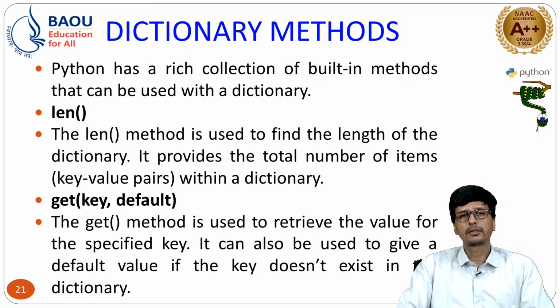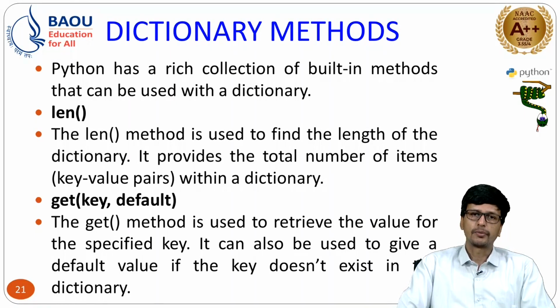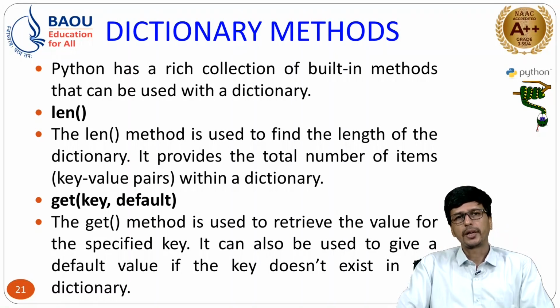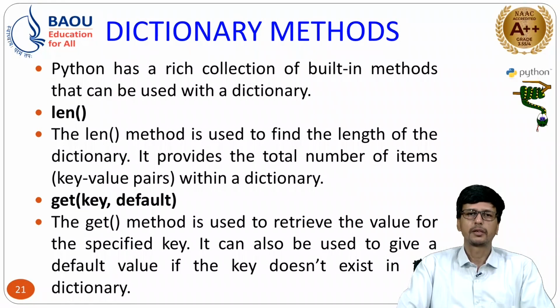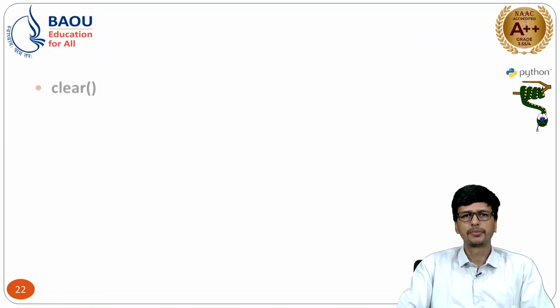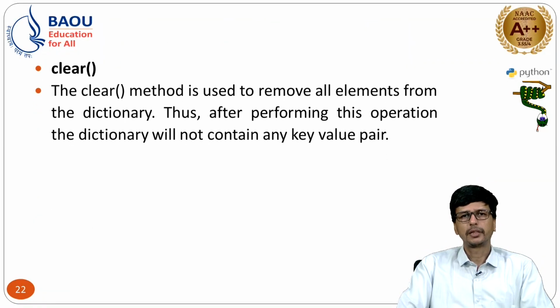Suppose you want to access the value that is associated with a particular key, in that case you can use this get method. Now suppose that key is not available in your dictionary, in that case what happens? You can pass some default value. That default value you pass here as the second argument, right? We will see this in the demonstration.